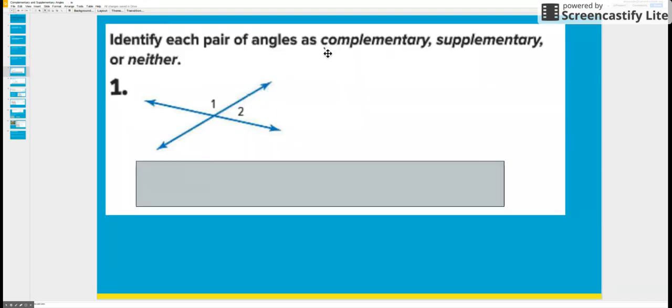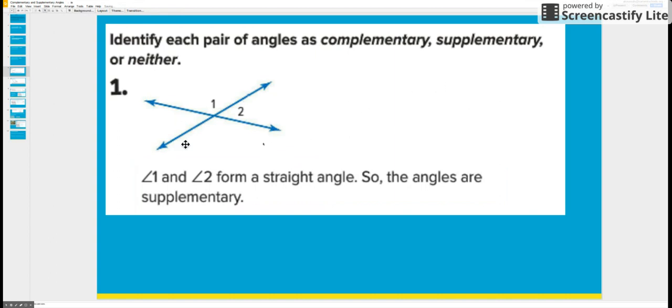All right, number 1. Identify each pair of angles as complementary, supplementary, or neither. So we have this angle 1, and we have this angle 2, and they're both along this straight line right here. So together, if they're along the straight line, these two angles would make up 180 degrees. So angle 1 and angle 2 form a straight angle, so that means that the angles are supplementary.